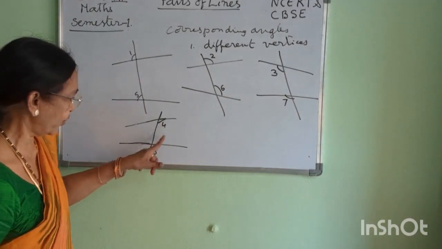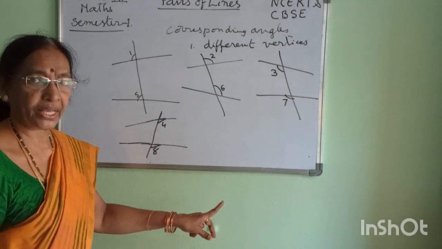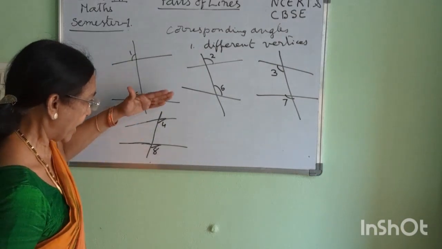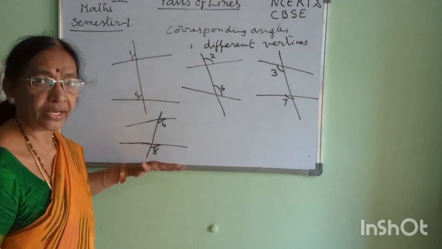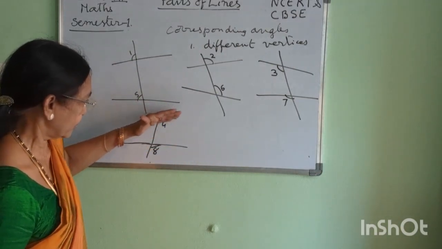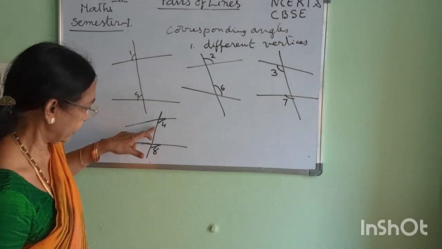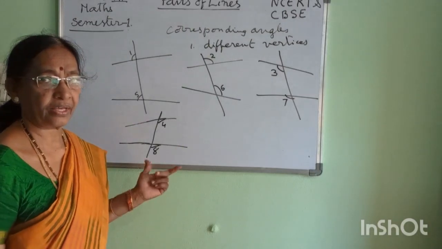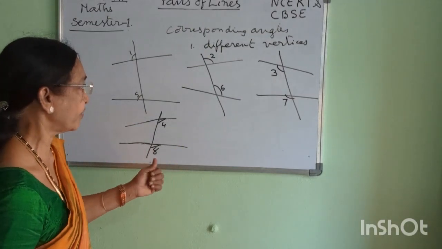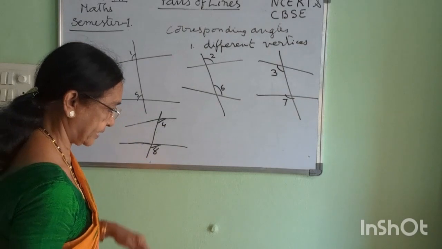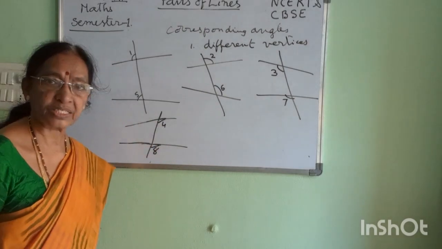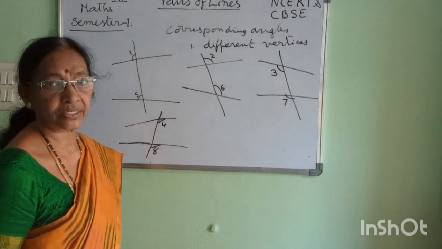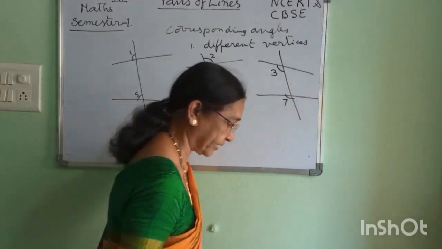So the angles 4 and 8 are also corresponding angles because they are lying on the same side to the transversal, and for the two lines also they are lying below the two lines. So 4 is below the above line and 8 is also below. So angle 4 and angle 8 are one set of corresponding angles. Thus there are 4 sets of corresponding angles formed when a transversal intersects a pair of lines.